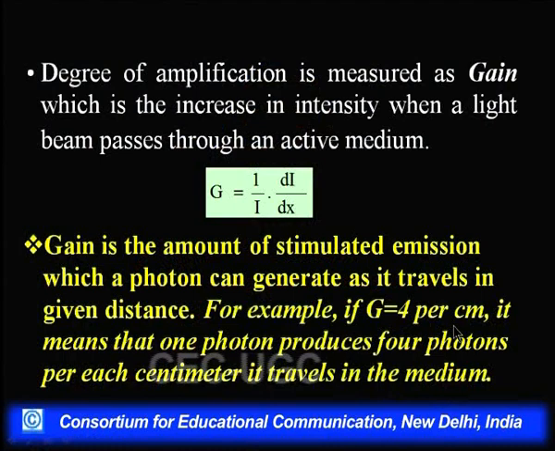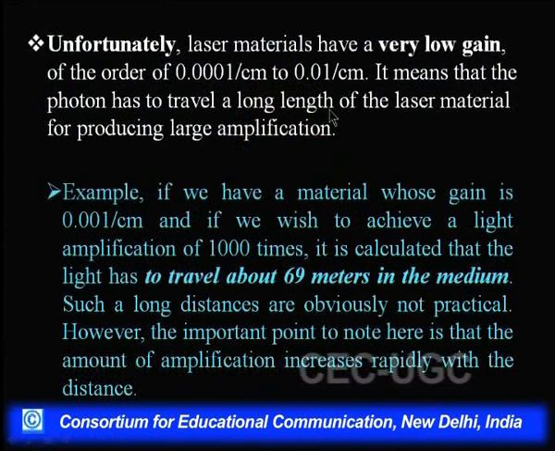For example, if G is equal to 4 per centimeter, it means one photon produces 4 photons for each centimeter it travels in the medium. Then we define the gain as 4 per centimeter here. Unfortunately, laser materials have a very low gain, of the order of 0.0001 per centimeter to 0.01 per centimeter. It means that the photon has to travel a long length of the laser material to produce large amplification. The photon has to travel a longer length, more distance in the active medium, so that light amplification can take place.